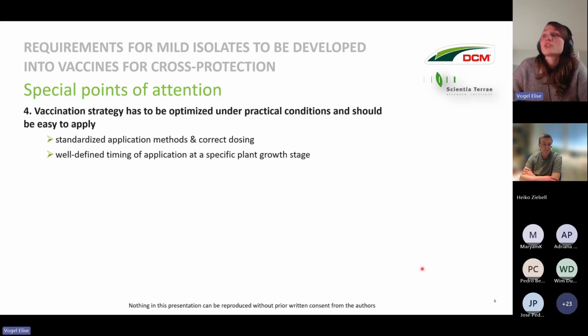The vaccination strategy, of course, also has to be optimized under practical conditions and should be easy to apply. This means standardized application methods and correct dosing in order to ensure that your mild isolate is being applied in the correct way to offer protection. And of course, also well-defined timing of application at a specific plant growth stage.